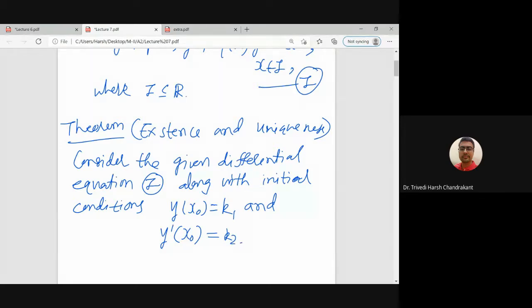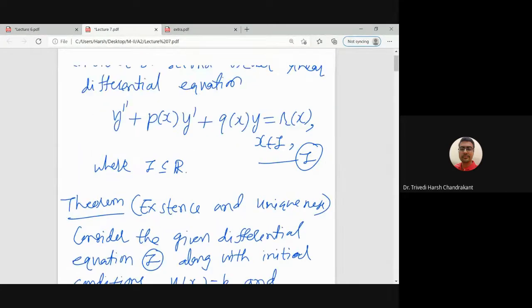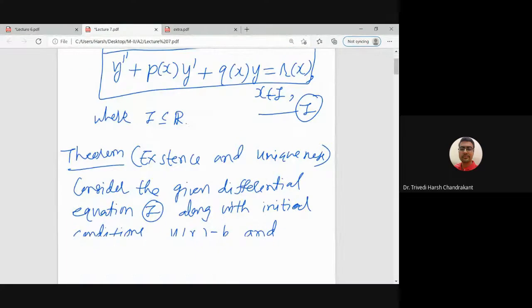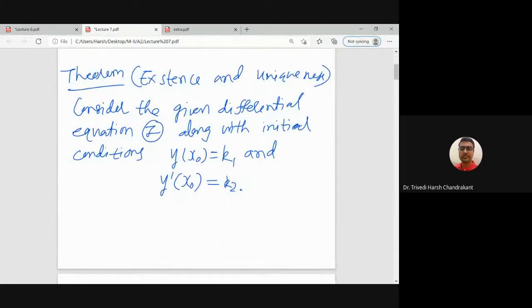So this initial value problem is given, which is this differential equation along with these two conditions. y of x naught is some number, y dash of x naught is some other fixed number. So in this case, what we get is that this initial value problem has a unique solution. Right. So a solution exists in this case, and the solution is also unique.